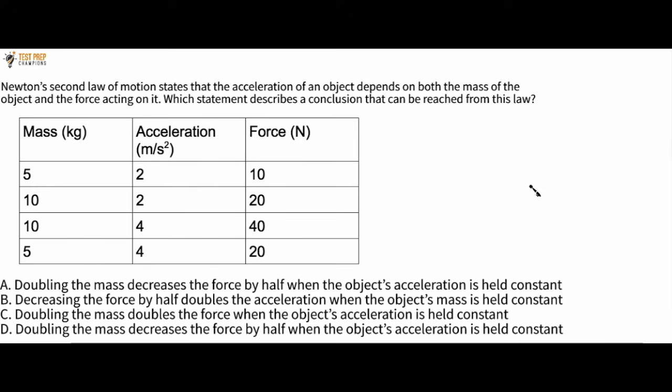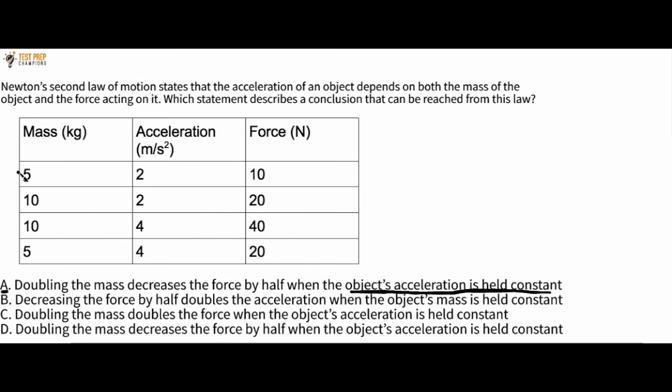Okay, so these questions can be tricky because there's not just one way to do them. There are different approaches, and the approach that I like to teach is to look at each statement and look at the data in the chart, and see if each statement is true or false. So let's do this for A. A says doubling the mass decreases the force by half when the object's acceleration is held constant. So what we want to do here is pick out 2 cases where the acceleration is the same to get us started. When it says acceleration is held constant, what you need to do is pick out 2 cases where the acceleration is the same.